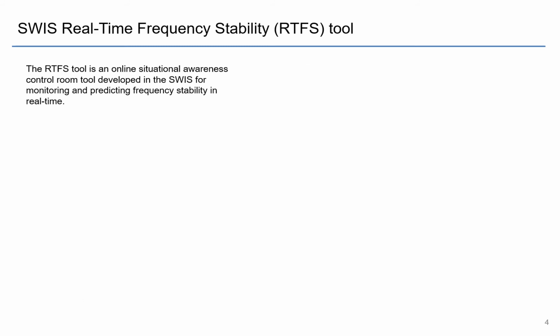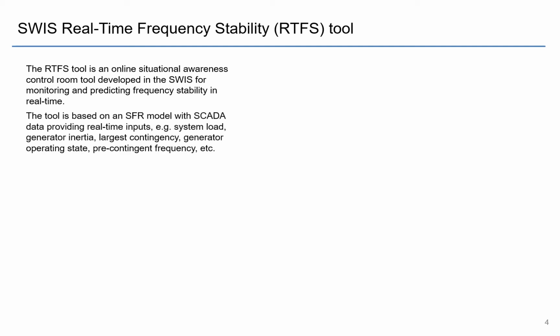Finally, we've developed a real-time frequency stability tool, the RTFS, which is an online situational awareness tool for the control room, and it's used for the monitoring and predicting of frequency stability in real time. So the tool is based on an SFR model with SCADA data providing real-time inputs, things like system load, inertia, largest generator contingency, etc.